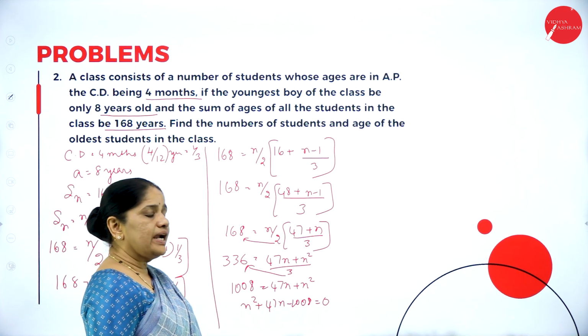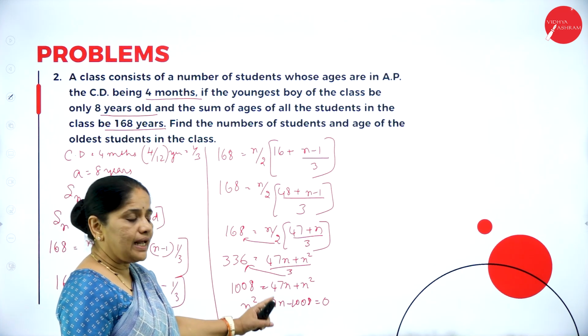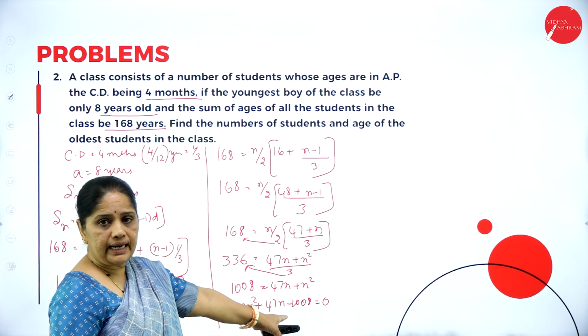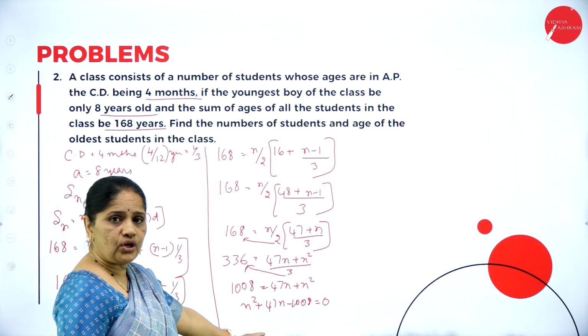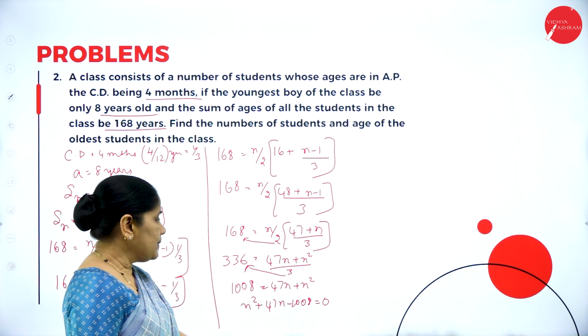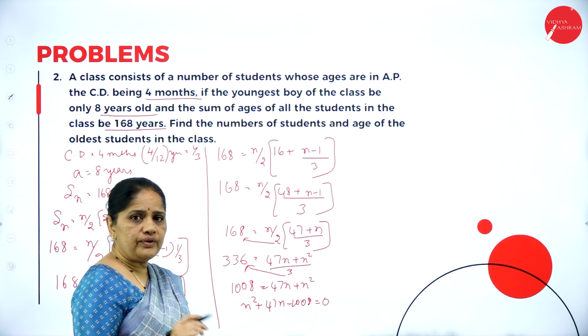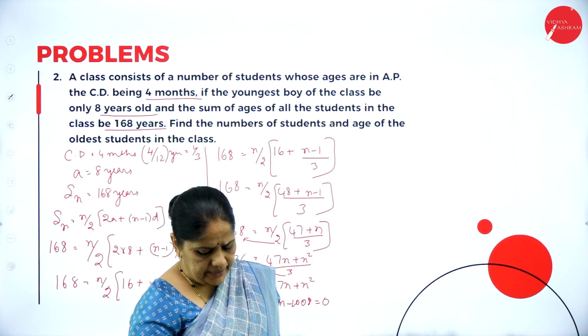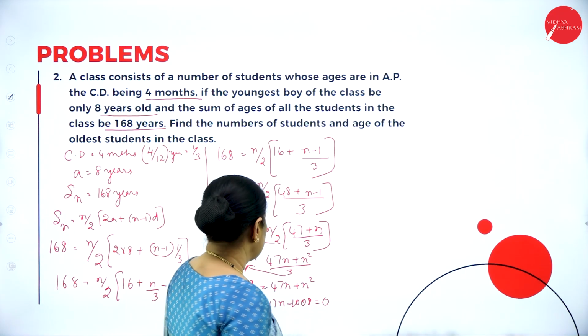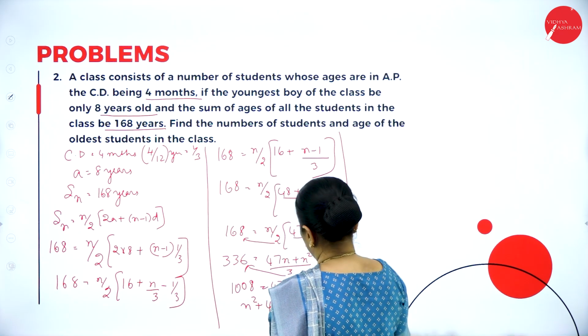Now I have to find multiples so that when I multiply, I should get 1008. When I add, I should get 47. Now what are the multiples of 1008? We will see here. It will be 63 into 16. Now I'll write it here.